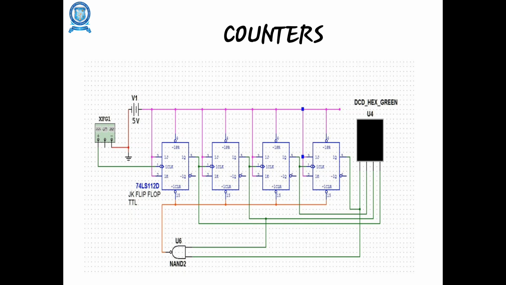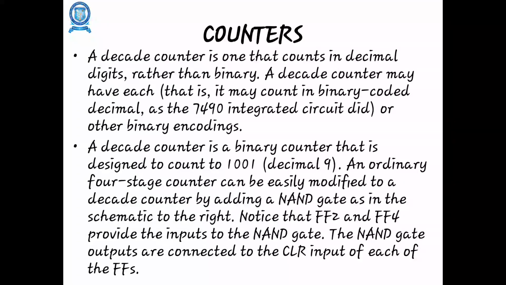According to the clock pulses given, the triggering will also happen. Triggering is based upon edge triggering and level triggering. These are all the types of counters. So mainly, a counter is a circuit which is used to count digital data.